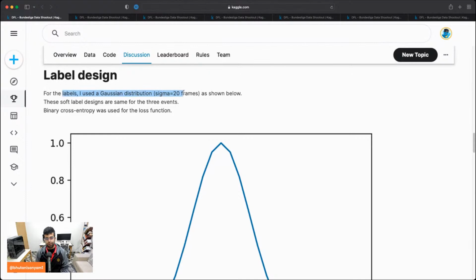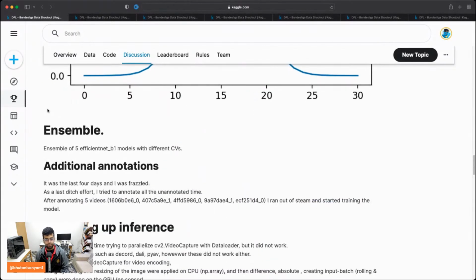For labels, he had used a Gaussian distribution, and these soft labels are the same for the three events. Binary cross entropy was used as the loss function.